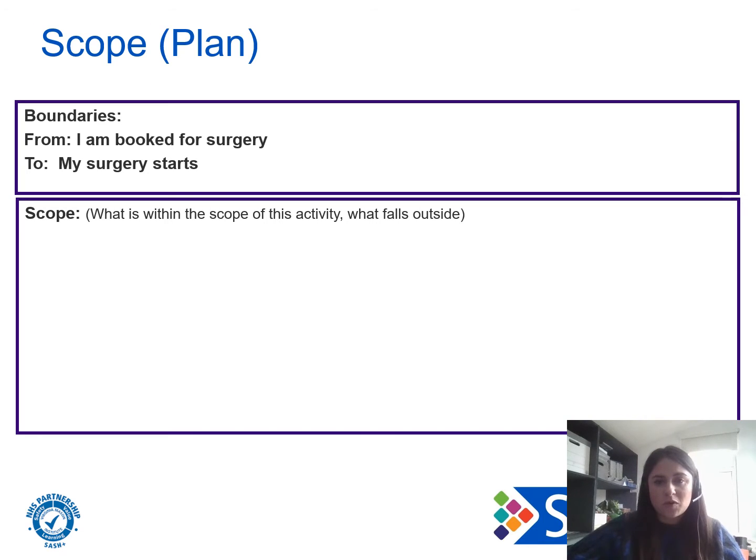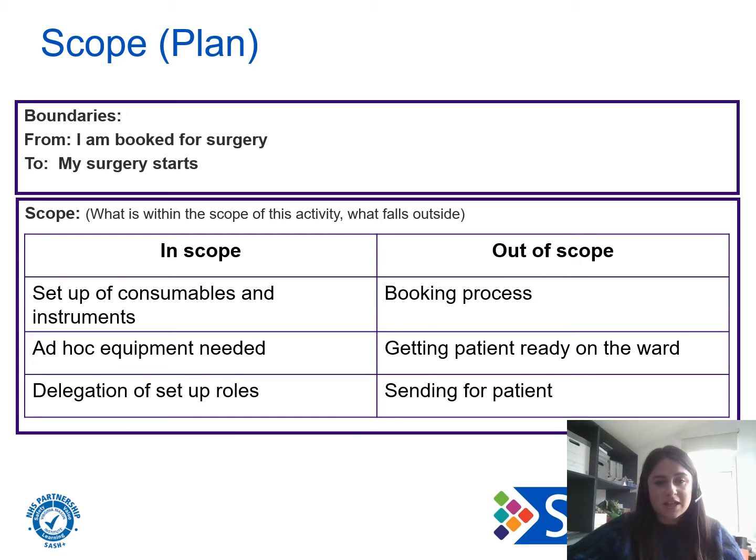Next, we need to define what is in and out of scope, and this provides us clarity to stop scope creep and focusing on the wrong things. So for this particular example, we have in scope, which is around the setup of consumables and instruments, ad hoc equipment needed, and delegation of setup roles. But out of scope is the booking process, getting patient ready on the ward, and lastly, sending for the patient.